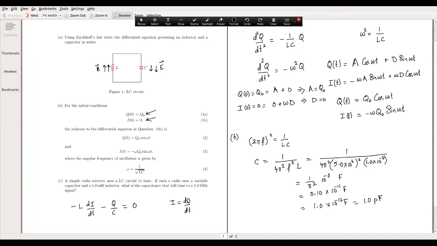That's the amount of capacitance that will lead to a resonance, which means that it will tune the radio receiver for that particular frequency.